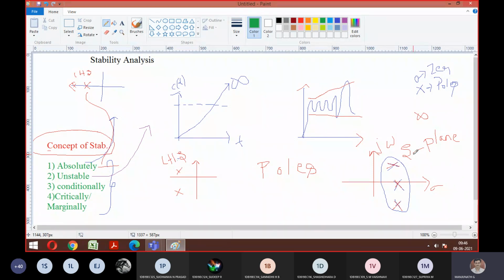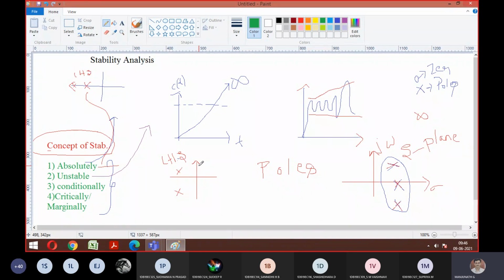So S-plane means it is like your normal graph, but the axes will be with respect to the real part as well as the imaginary part. Real part towards the x-axis, imaginary part towards the y-axis. Okay, till here? So here you will get only two answers, right? If my poles are towards my left hand side, I can call that system a stable system. If it is towards the right hand side, I can call it an unstable system.